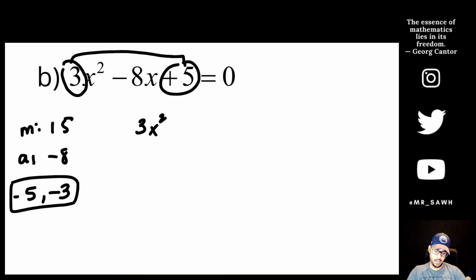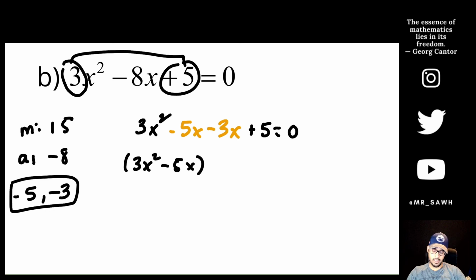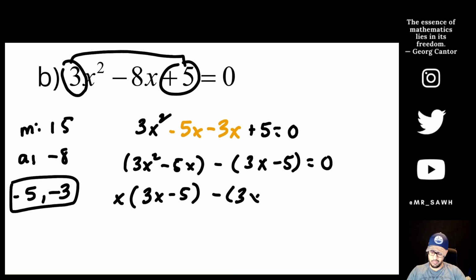So 3x squared minus 5x minus 3x makes up our negative 8x's, plus 5 is the constant on the end. So when I group them this time, there's a subtraction sign to be aware of, and if I break it off my set of brackets, my signs inside that second set of brackets change. And now it looks like it's going to work out because both the brackets have a negative sign. So if I factor an x out of the first set of brackets, I'm left with 3x minus 5. The second set of brackets is already 3x minus 5, so this is good.